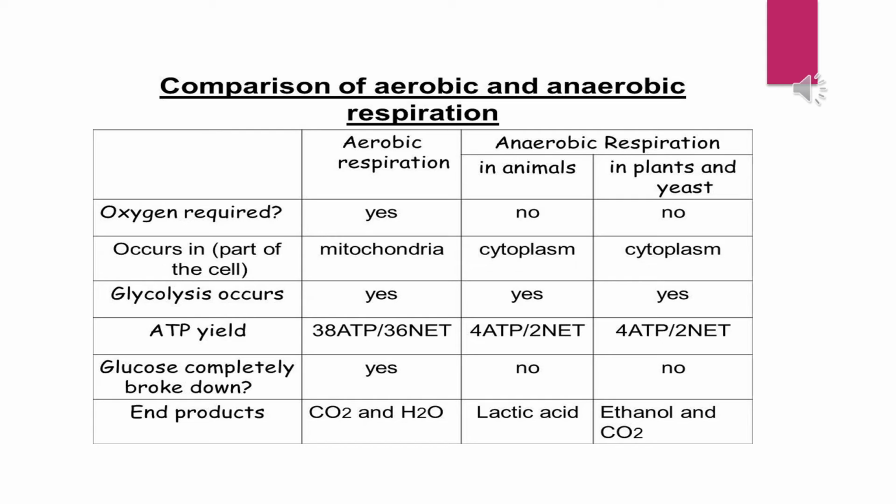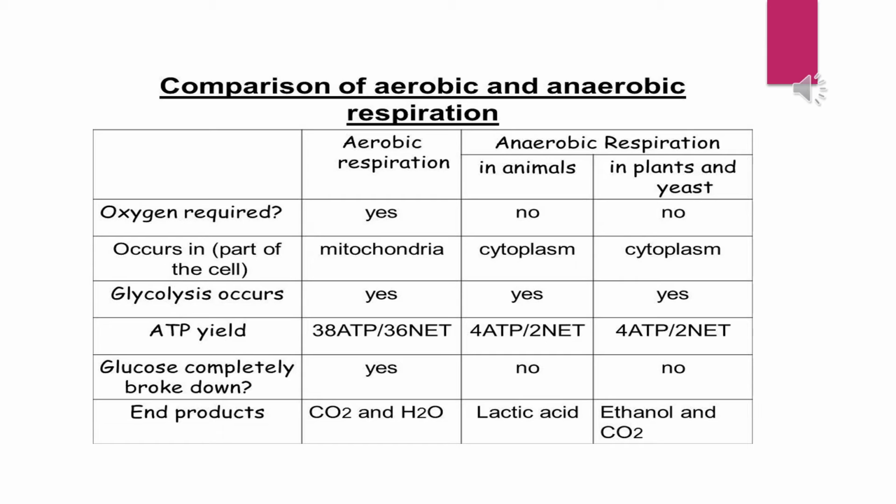Next, glycolysis occurs. Glycolysis is a part of respiration. Always remember, any respiration, aerobic or anaerobic, can be divided into two processes. One is glycolysis and another one is the Krebs cycle. This is not in your syllabus, that's why I am not explaining. But the glycolysis process occurs in both types of respiration. See, in aerobic also, in anaerobic also, in plants and animals both.